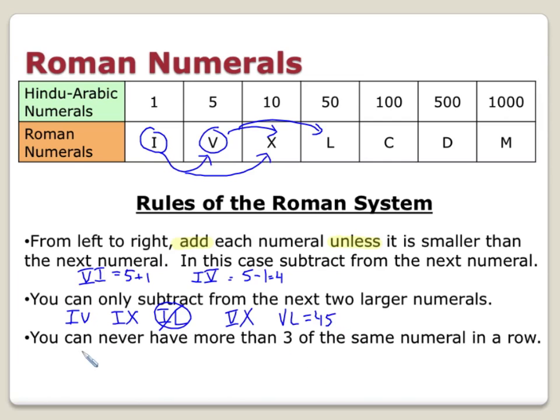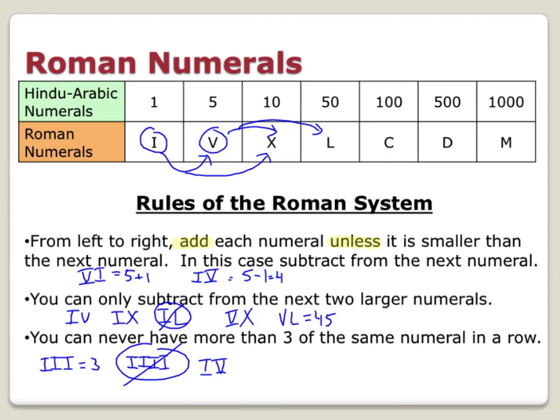Okay, and you can never have more than 3 of the same numeral in a row. So you could write III, and that would be 3, but you couldn't write IIII to equal 4. Okay, so instead of writing IIII, you have to think using subtraction and write IV. So those are our rules.